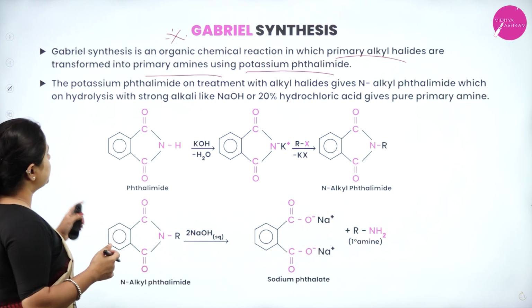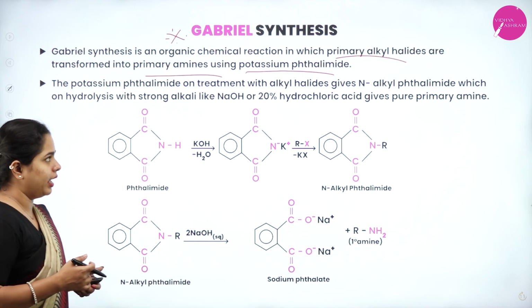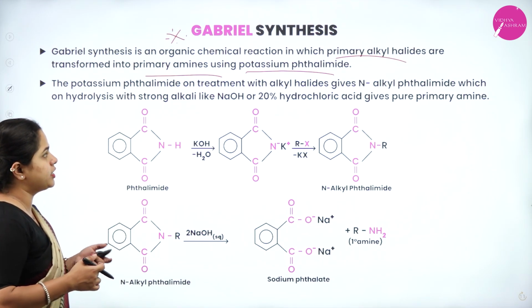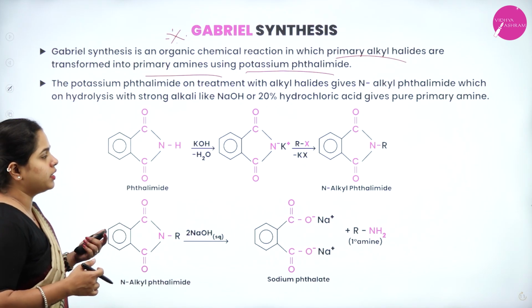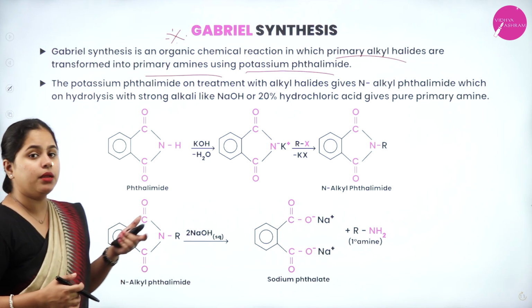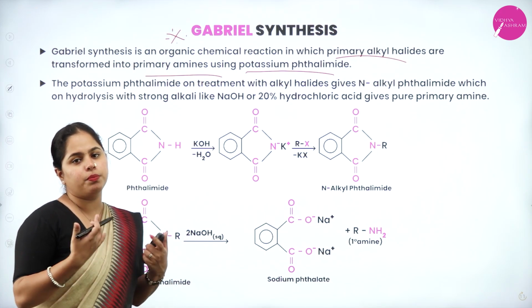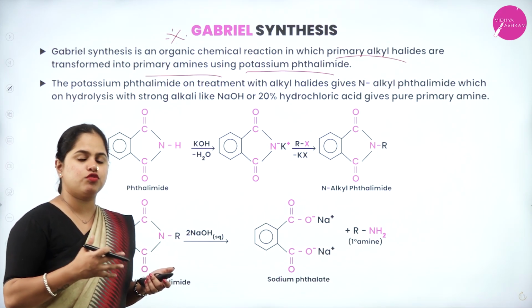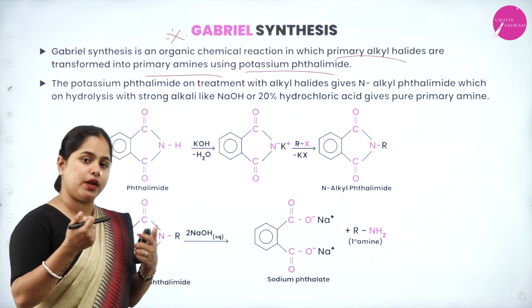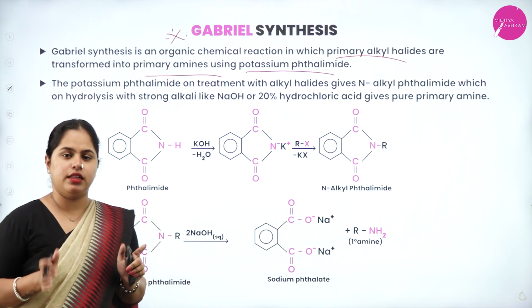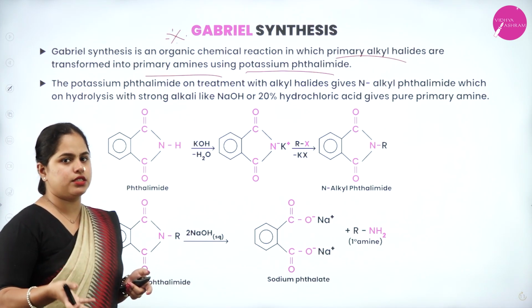Clear? Now the potassium phthalimide on treatment with alkyl halide gives N-alkyl phthalimide, which on hydrolysis with strong alkali like sodium hydroxide or 20% HCl gives pure primary amine. So from a primary alkyl halide, we are going to produce a primary amine. So this method is used for the preparation of a primary amine from a primary alkyl halide by using potassium phthalimide. That is why it is called as Gabriel phthalimide synthesis also.